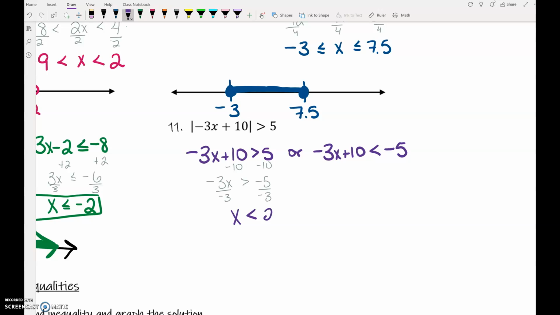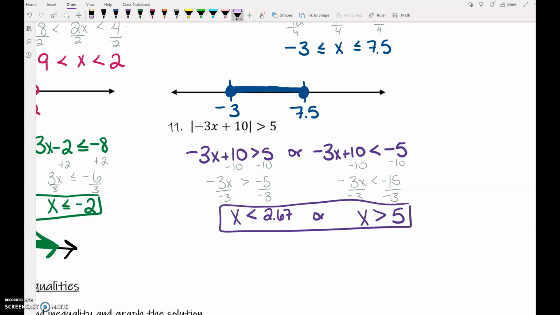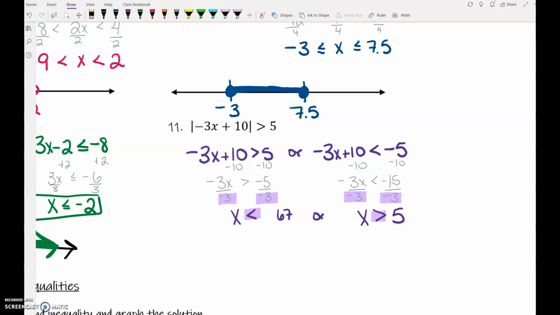Five thirds is 2.67, correct? Okay, a reminder, when you divide by negatives, that is going to flip your symbols. 1.67. See, I'm just making all sorts of mistakes today. Mental math, you know. Okay.